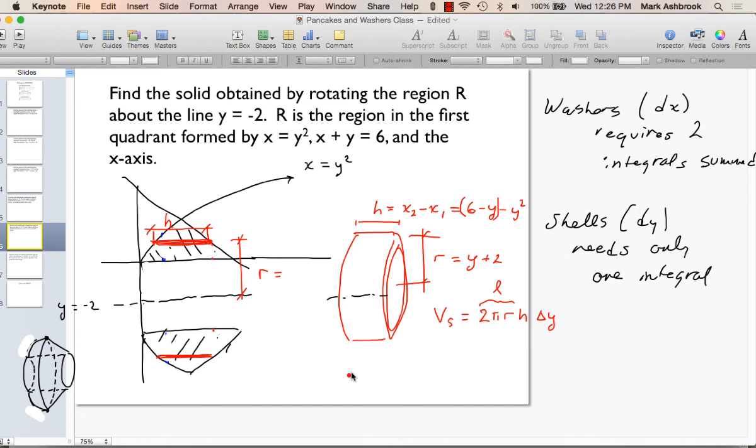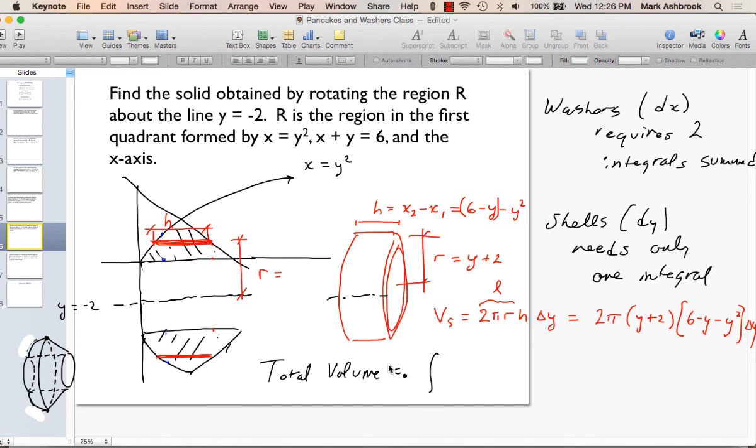Okay, so we're ready to do it now. The volume of this shell is 2 pi times radius, y + 2, times the height, which is 6 minus y squared, delta y. So we're going to now add up all these sleeves.